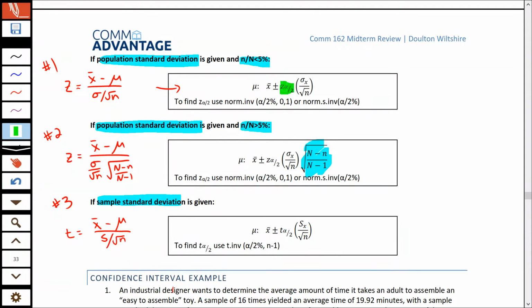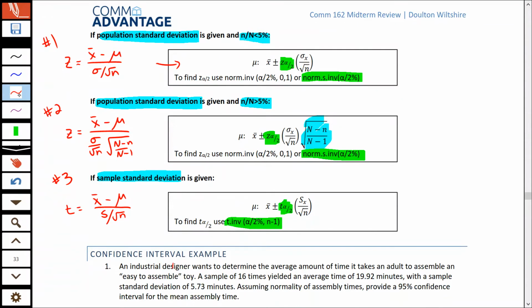In all three of these situations, the main thing that we're going to have to do is find our Z or our T value. And these are always going to be using our inverse functions. If it's a Z value, the simplest way is a NORM.S.INV, and you just plop in that tail percentage, which is going to be half of whatever your alpha is. And if it's your T, that is a T.INV, but we also have to give it the degrees of freedom. That's what that second term is there. And we have our degrees of freedom here going to be n minus 1.